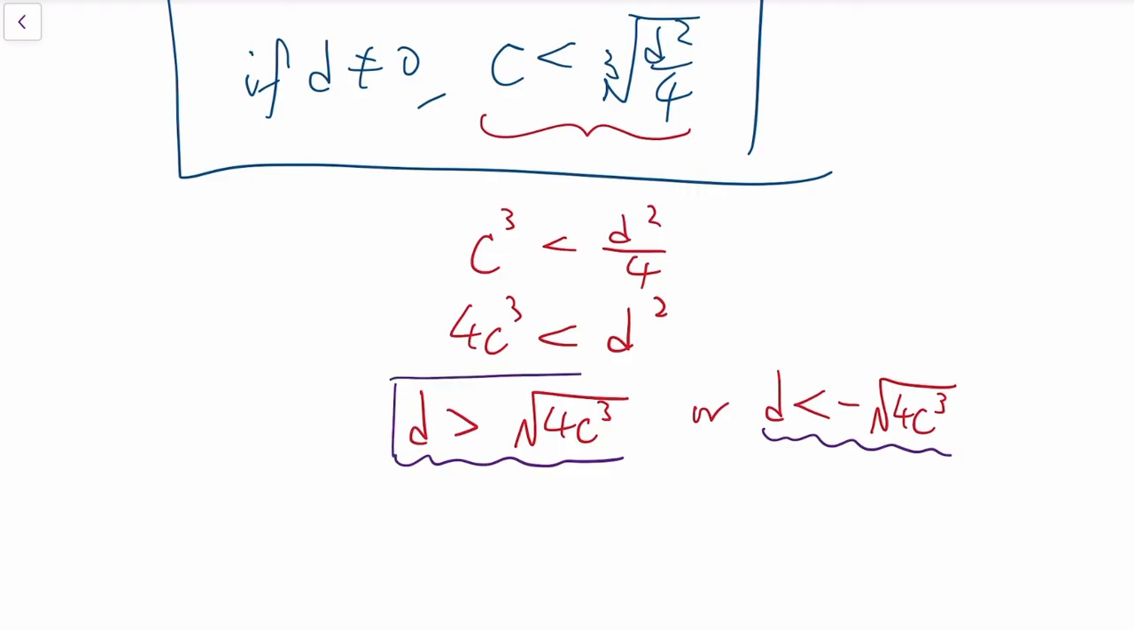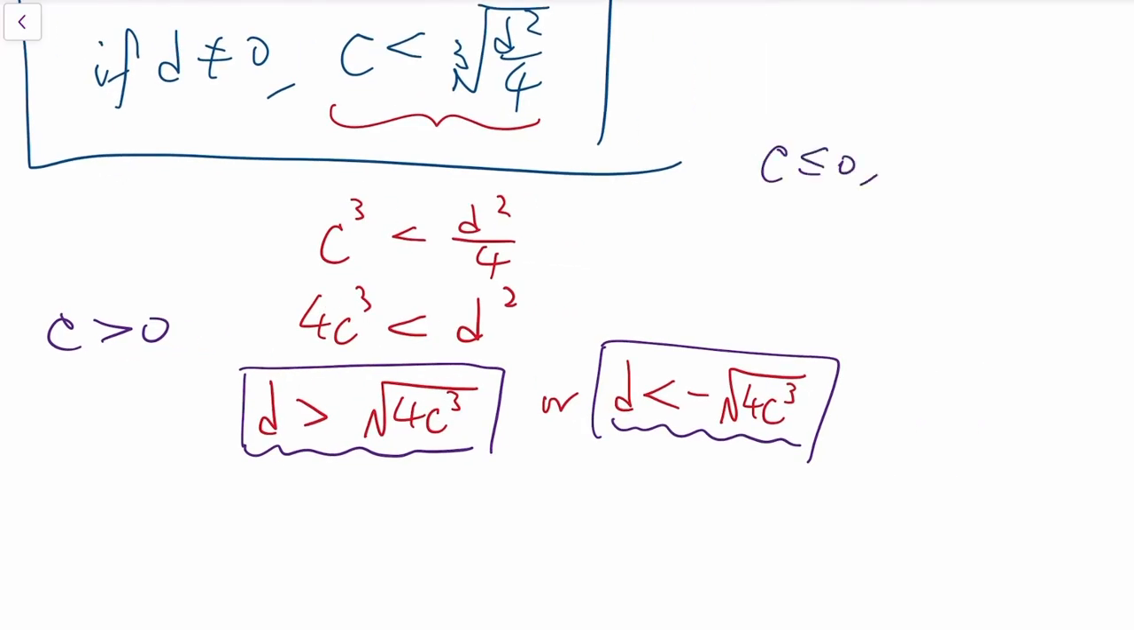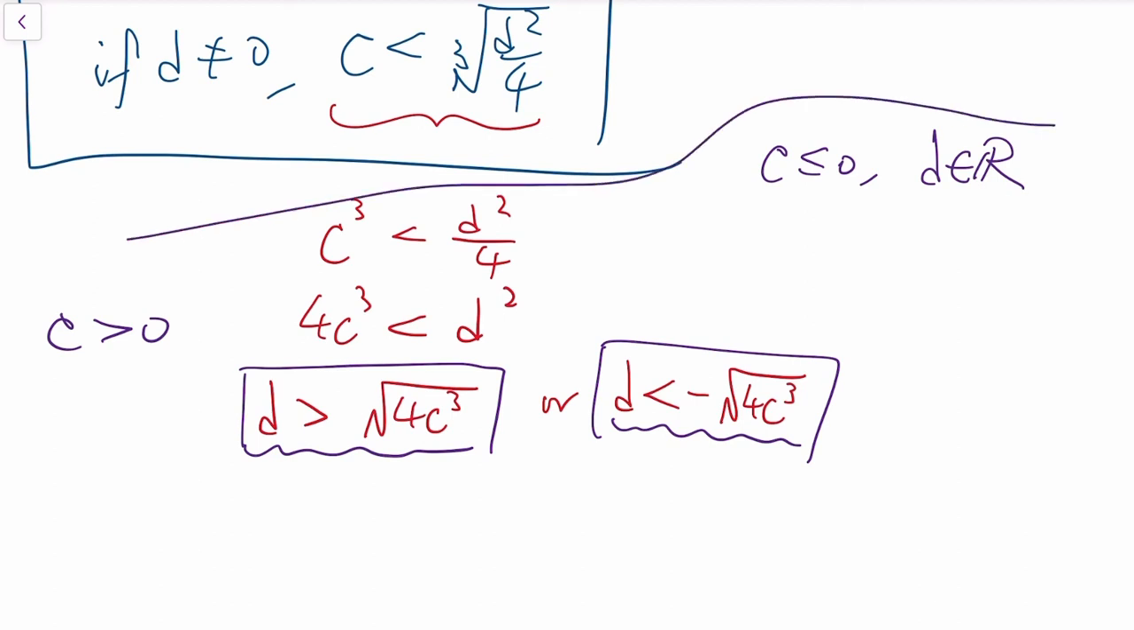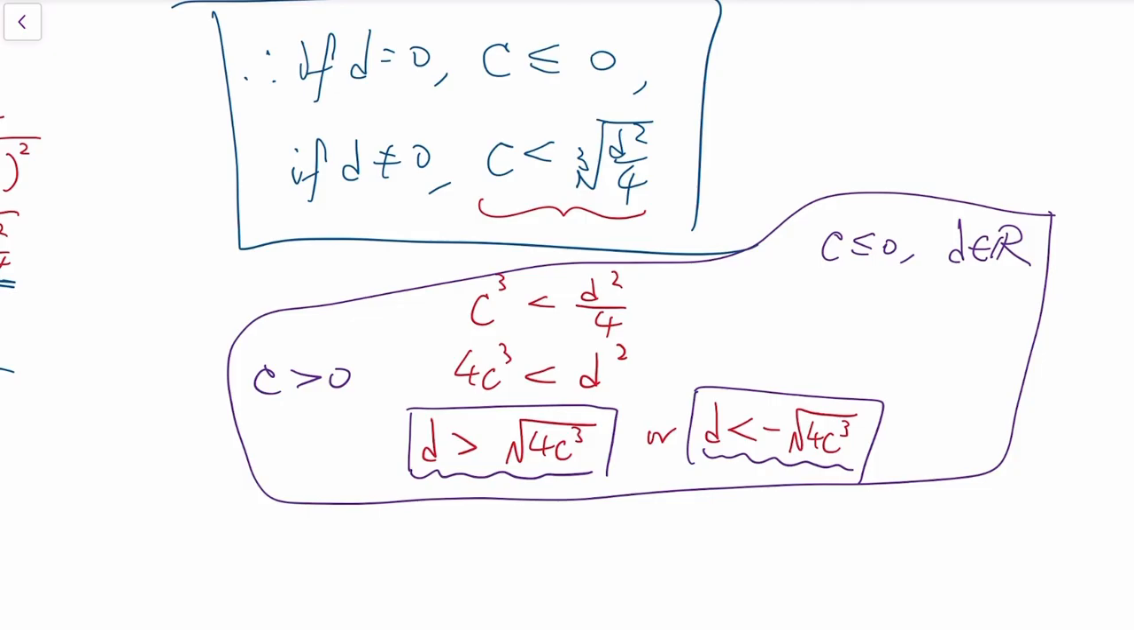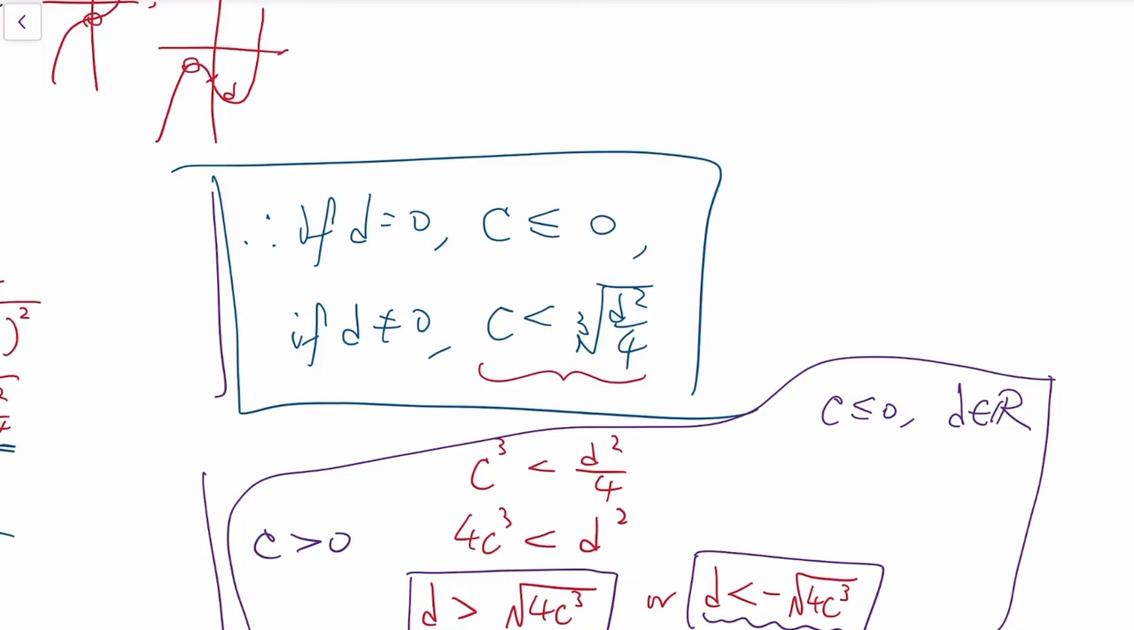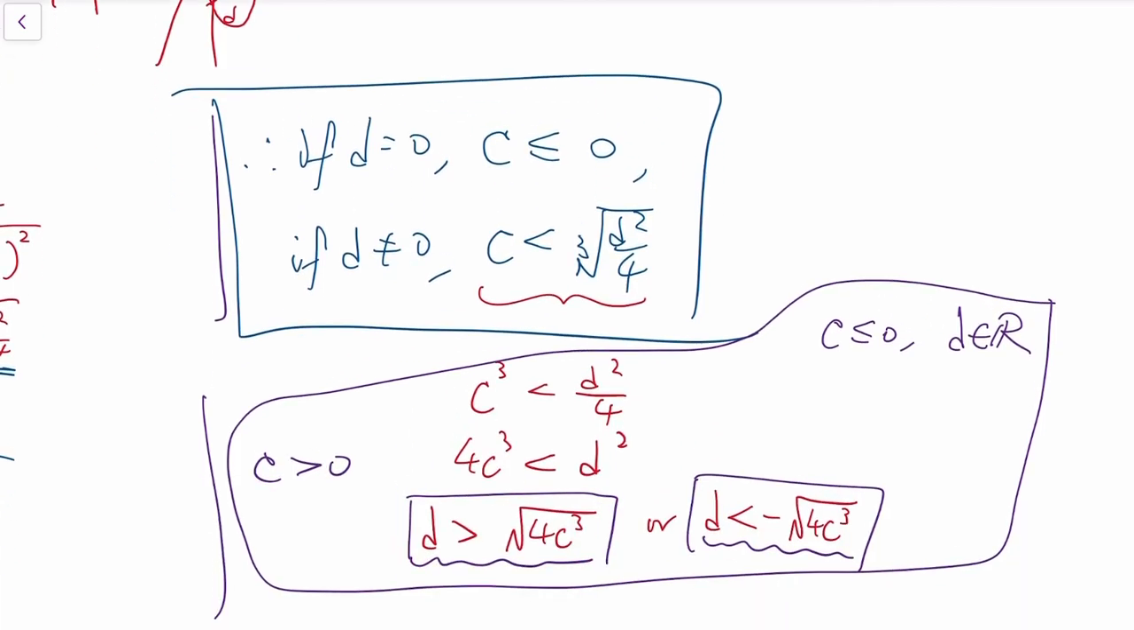Or if you have this condition when C is bigger than 0, but if C is less than or equal to 0, then D could be anything, and there will still be only one x-intercept. This is also correct. Logically, these two conditions are exactly the same. The marking scheme does not specify how to mark it if you give the condition like this, so I'm guessing it'll be up to the marker to hopefully realize that they are logically the same.